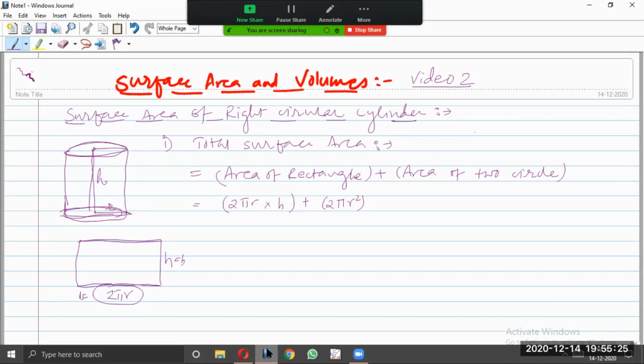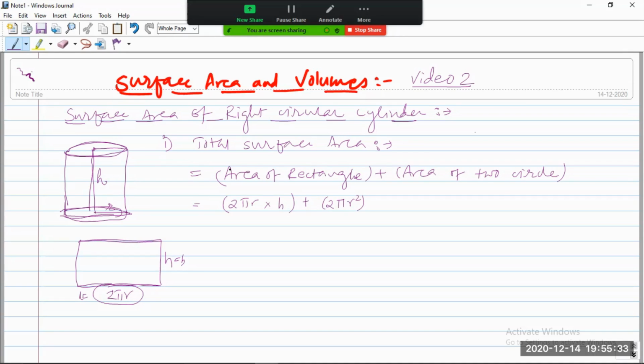So today we are going to discuss the next video of the topic surface area and volume, in which we will discuss the surface area of a right circular cylinder. The right circular cylinder is of this form. The shape of the right circular cylinder will be like this.